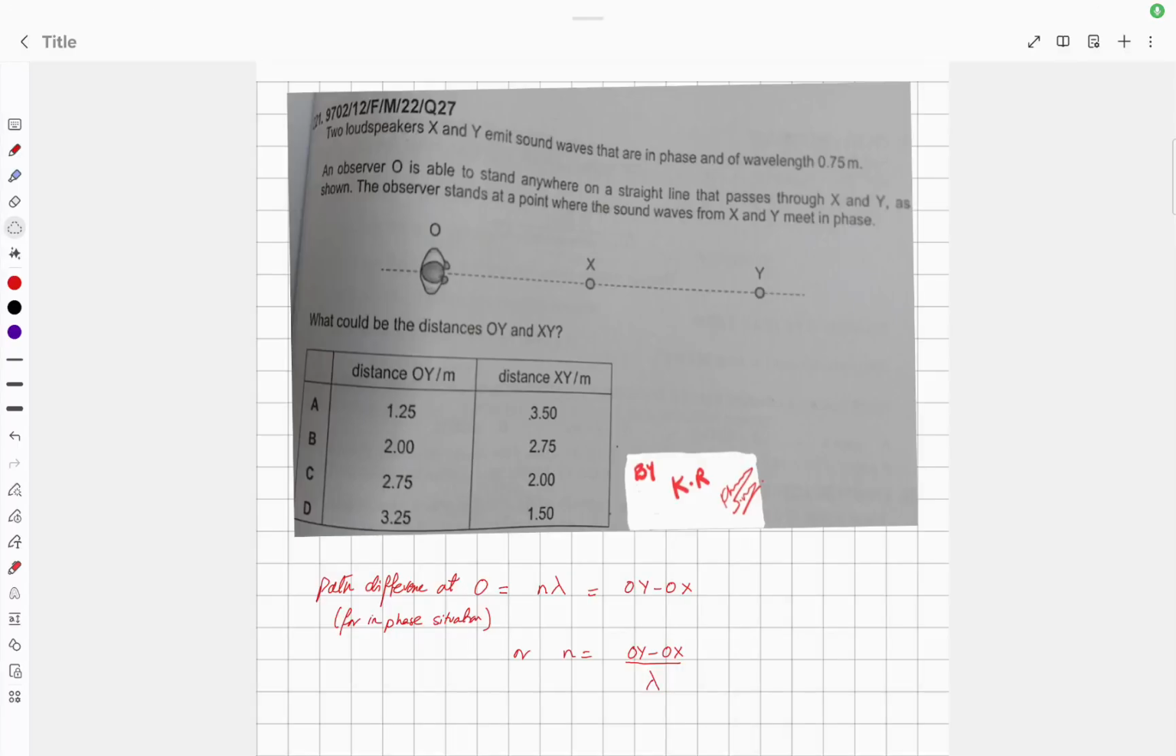This is a question from the 2022 February-March series, paper variant 1-2, question 27. This is about the interference of a wave, in fact a sound wave. Now you can see the details over here.